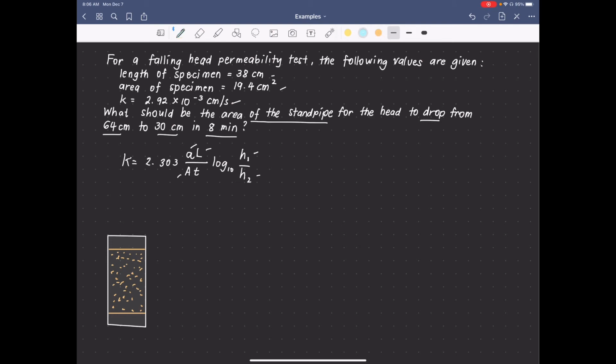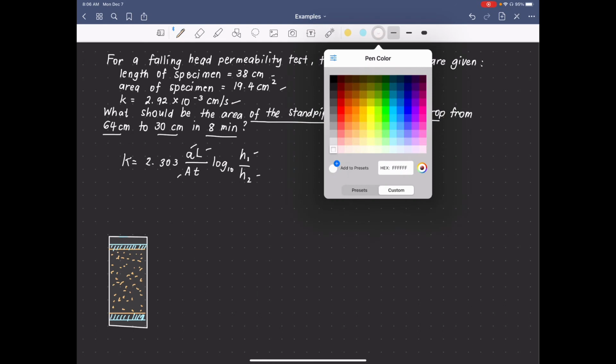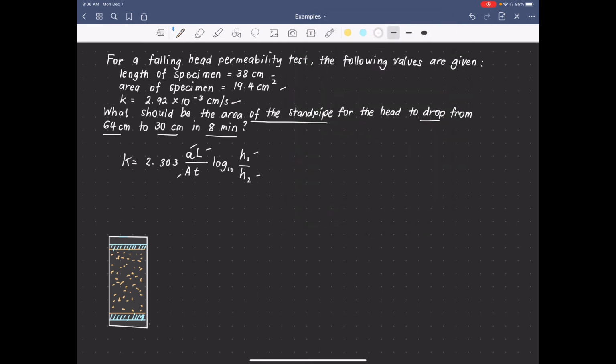And we still have our porous stone here. We still have the outlet here, so that water will be collected in a graduated cylinder.